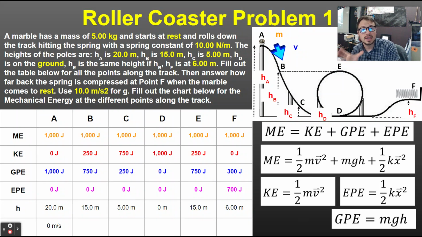So now what I can do is calculate the velocities. I know the kinetic energy at all these points. I can plug it into that equation for kinetic energy. I know the mass is 5 kilograms. I just solve for the velocity, and I can do that at all these points.